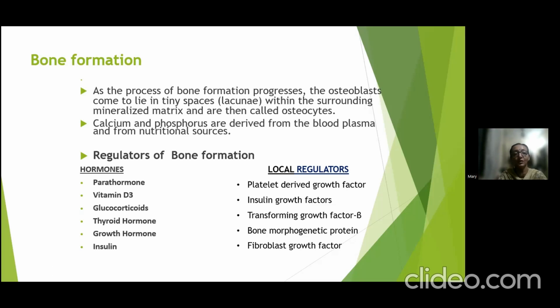The hormones involved are parathormone, vitamin D3, glucocorticoids, thyroid hormone, growth hormone, and insulin. And the local regulators involve platelet-derived growth factors, insulin-like growth factors, transforming growth factor beta, bone morphogenetic protein, and fibroblast growth factors. So we have two regulators, hormones and local regulators.